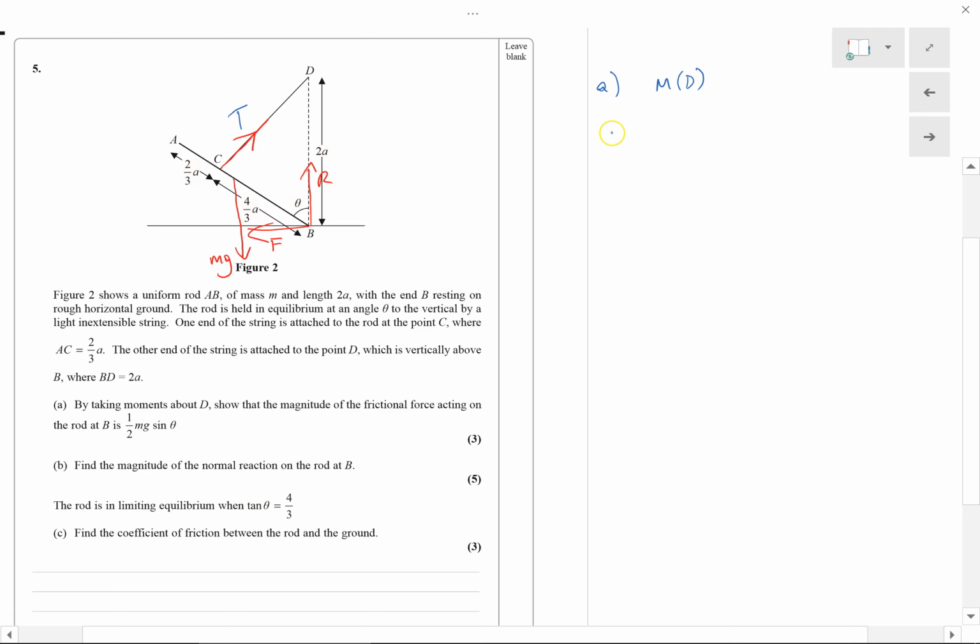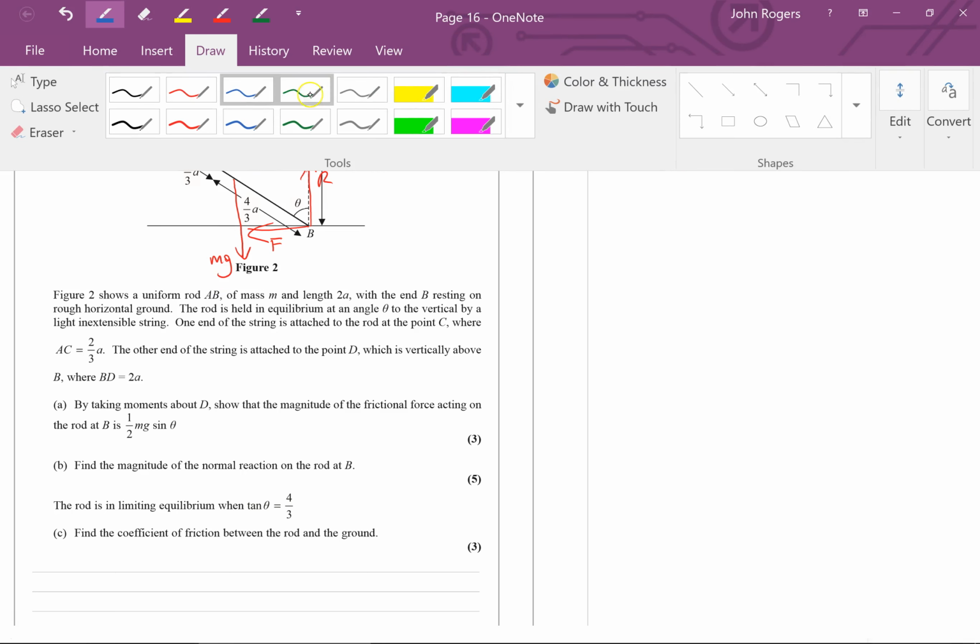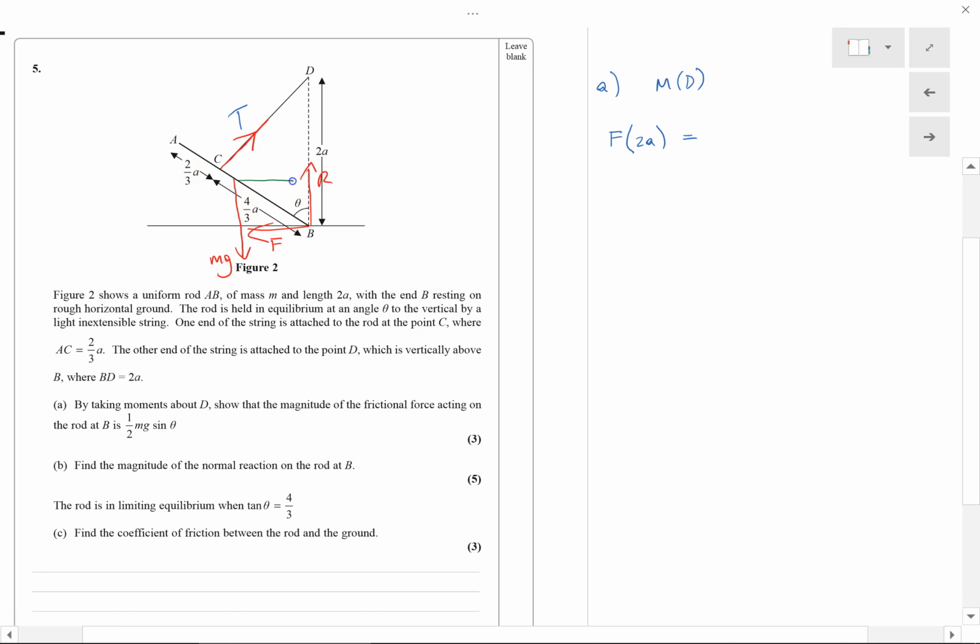Right, now the F, well, remember the moment is force times perpendicular distance, so it's F times 2a. Now, to work out the moment of the mg force, it's probably easier in this particular case to actually look for the perpendicular distance rather than to resolve into components, because it wouldn't be easy to resolve into components that go through D and perpendicular to D. So that distance is not particularly difficult to find because this length here is a, so that distance is a sine theta.